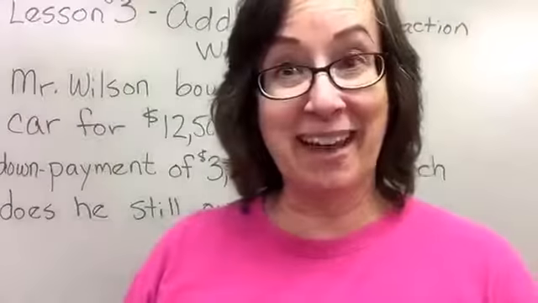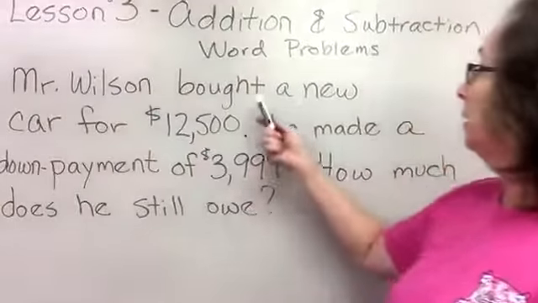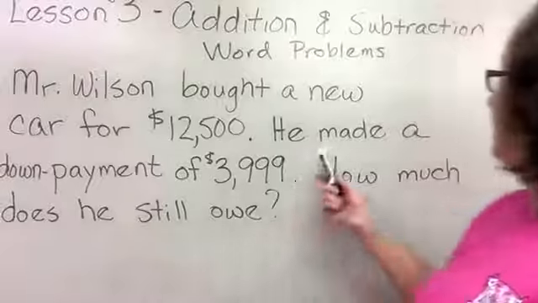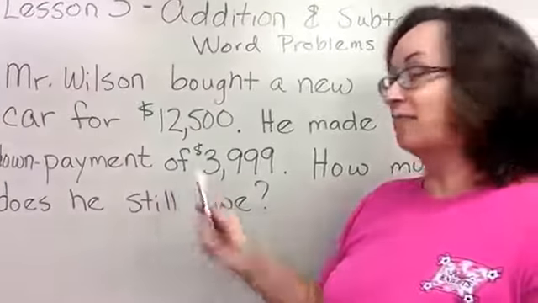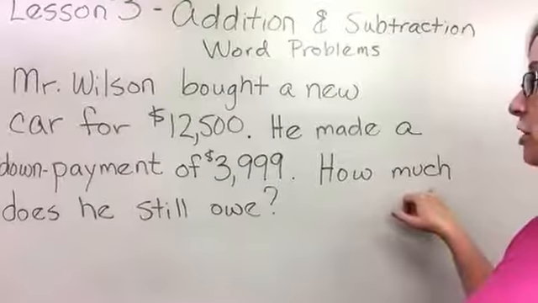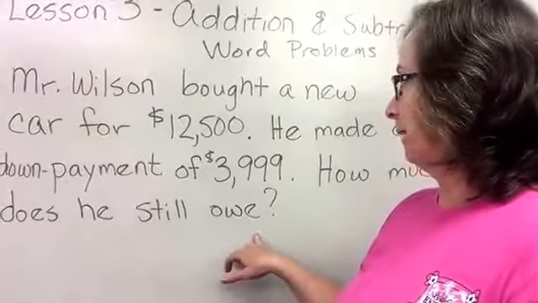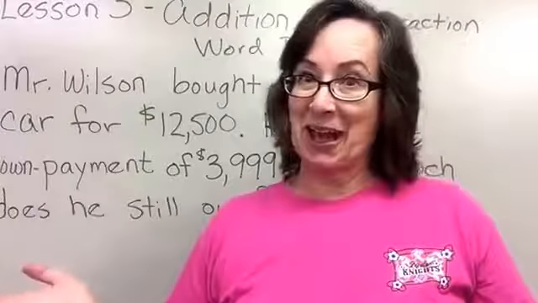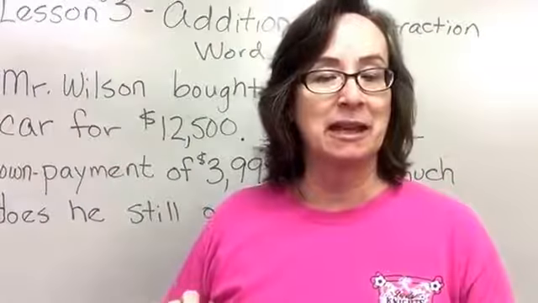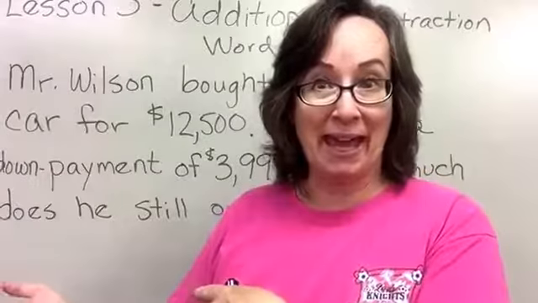All right, so here's another problem on our word problems. Mr. Wilson bought a new car for $12,500. He made a down payment of $3,999. How much does he still owe? Okay, well, what he still owes is kind of linked to which one of our keywords. How much does he have left to pay?